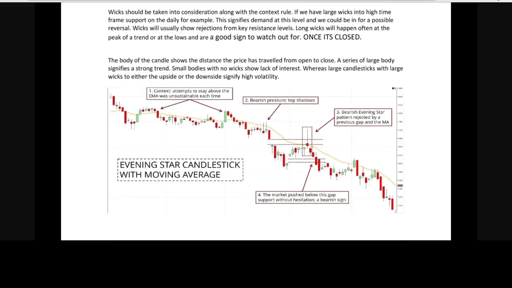The body of the candle shows the distance the price has traveled from open to close. A series of large bodies signifies a strong trend. Small bodies with no wicks show lack of interest, whereas large candlesticks with large wicks to either the upside or the downside signify high volatility.